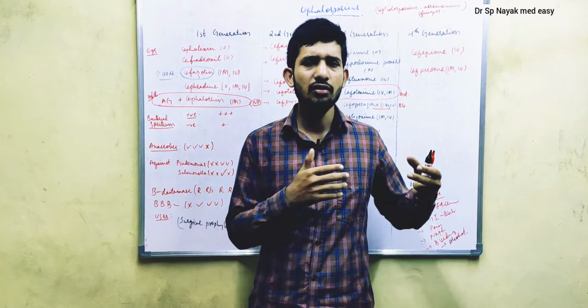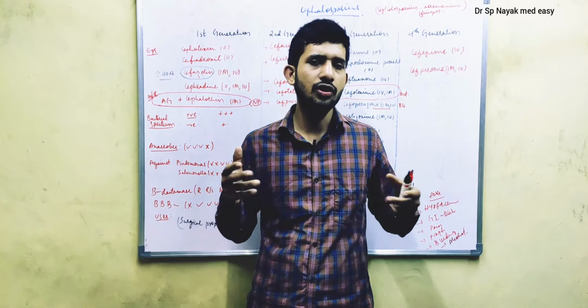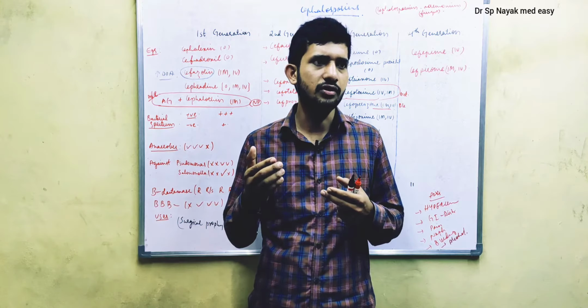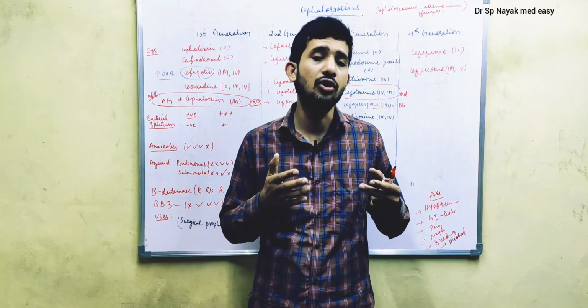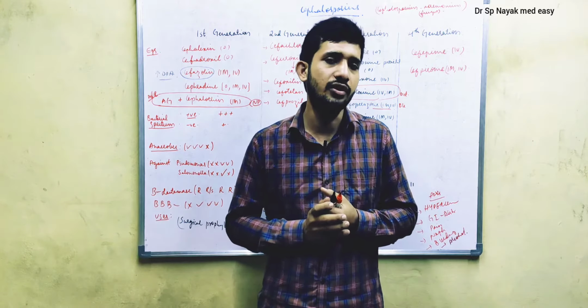Many cephalosporins are very much distributed all over the tissues. They are distributed in cerebrospinal fluid, and some cross the BBB and some don't cross. So this is the pharmacokinetics of cephalosporins.